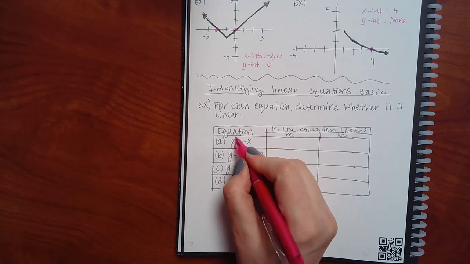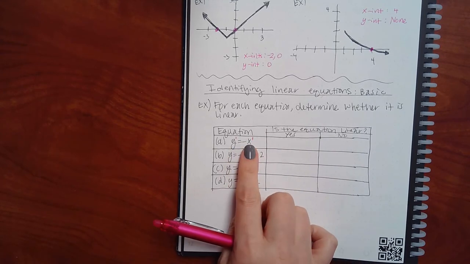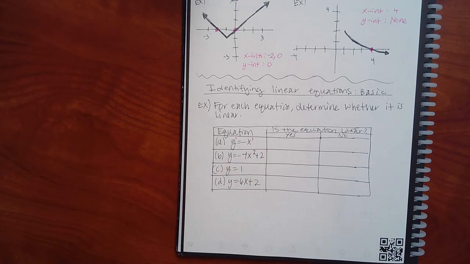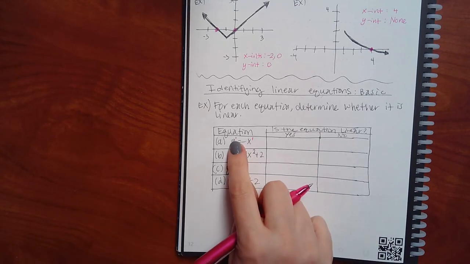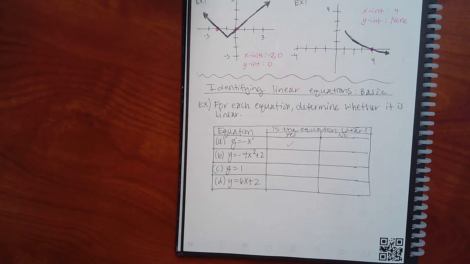But then x is to the what power? To the first power. So both of those are 1, and the coefficient doesn't mean anything, right? Correct. The coefficients do not determine whether they're linear or not. So that exponent is 1, this exponent is 1, so then yes, it is a linear equation.